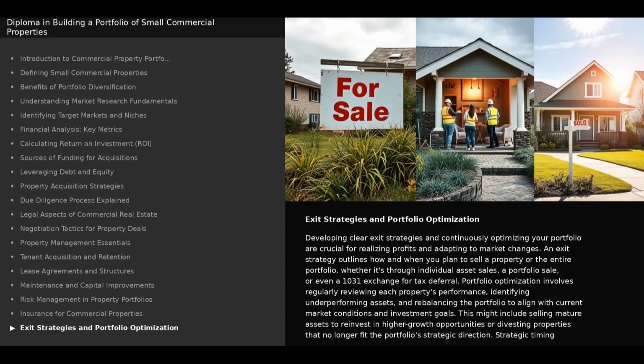Portfolio optimization involves regularly reviewing each property's performance, identifying underperforming assets, and rebalancing the portfolio to align with current market conditions and investment goals. This might include selling mature assets to reinvest in higher growth opportunities or divesting properties that no longer fit the portfolio's strategic direction. Strategic timing for sales can significantly impact returns. Proactive optimization ensures the portfolio remains dynamic and profitable. It is a continuous process of refinement and strategic adjustment.